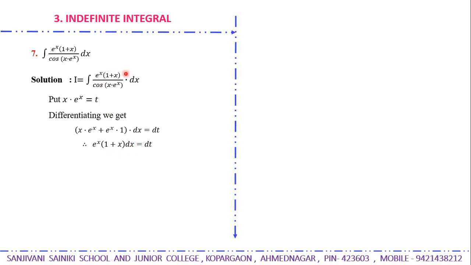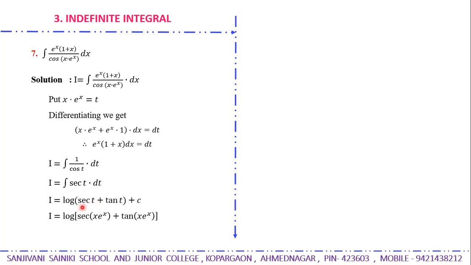So numerator will be replaced by only dt, and in the denominator we will get cos of t. So its reciprocal is sec t, and its integral is log of sec t plus tan t. But what is t? T is x e raised to x. So put that value. I is equal to log of sec of x e raised to x plus tan of x e raised to x plus c.